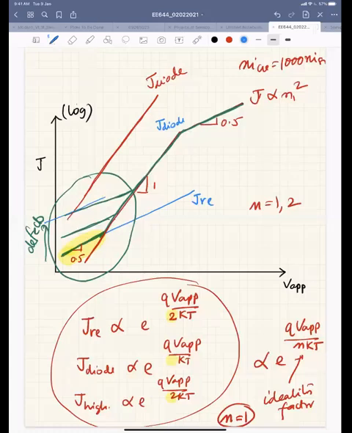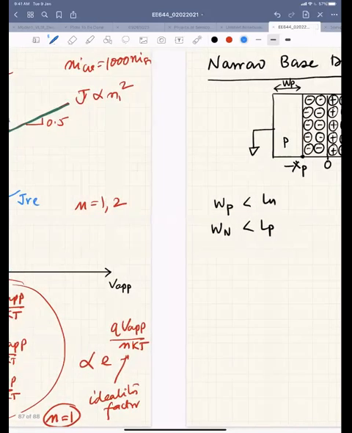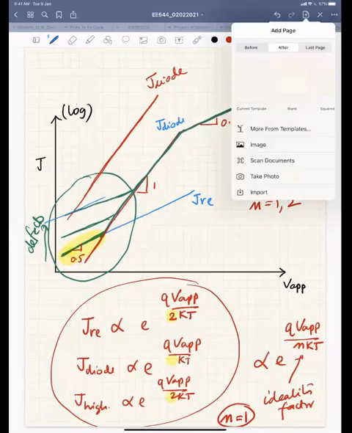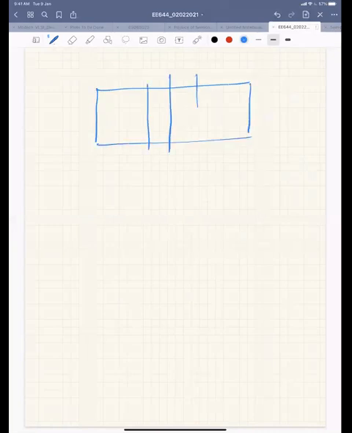Okay, so this is done. Another thing I have to tell you. When I'm talking about this reverse saturation current, this part needs to be very clear because we'll also deal with reverse saturation current later. So this is P side, this is N side, and I have my depletion region.